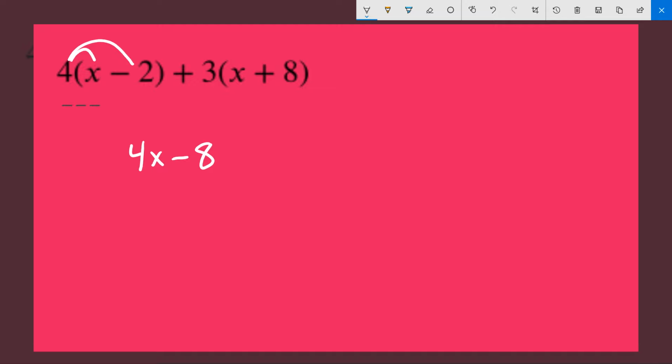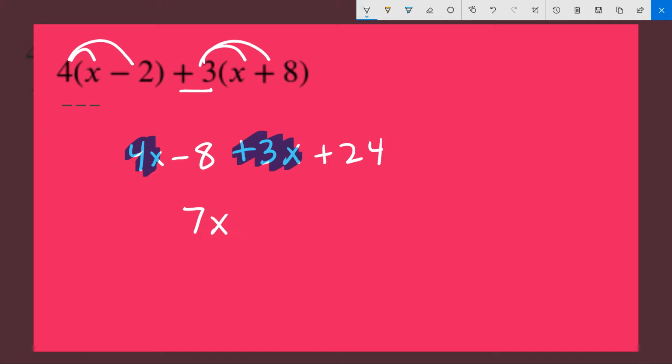So then the next part we distribute is going to be positive 3 times the x, which is positive 3x. Positive 3 times positive 8 is going to be positive 24. So here, we need to make sure my term with x, my other term with x, positive 3, get combined. Okay, so we have 7 x's total. And then we have a negative 8 plus 24.